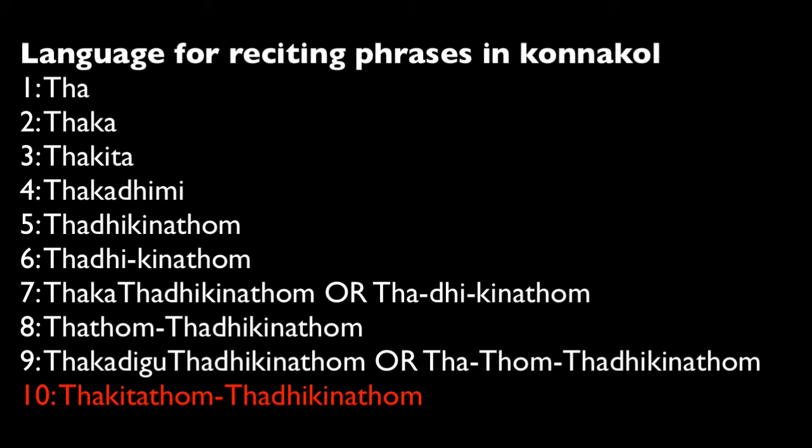Finally, the phrase for 10 beats is Thakitathom-Thadhikinathom. Notice that you have like a space between Thakitathom and then Thadhi-kinathom. So it's another way of extending Thadhi-kinathom with a phrase for 5. But it's important that we're not doing Thadhi-kinathom, Thadhi-kinathom. We are not doing the phrase for 5 twice. We're doing a new phrase for 5 at the beginning, and then the phrase for 5, our friend Thadhi-kinathom.